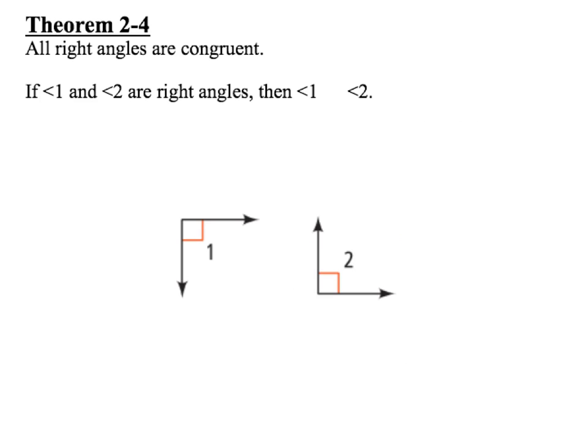And we have the right angles theorem, basically saying if we ever know two angles are right angles, then we know those two angles are congruent. So in this case, I know that angle 1 and angle 2 are right, so that means they are congruent or equal to each other.